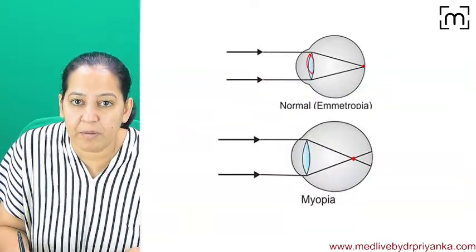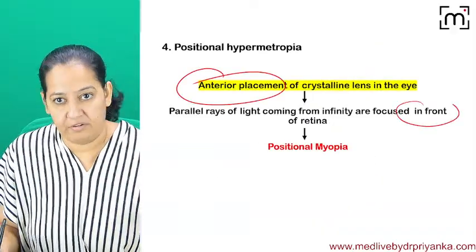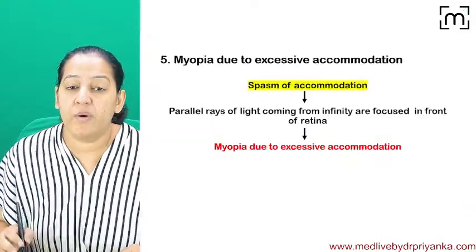Okay, here the lens is at normal position. Here it is shifting a little bit anteriorly. That's why the focus will be in front of the retina, and that's positional myopia. The last one, myopia due to excessive accommodation.